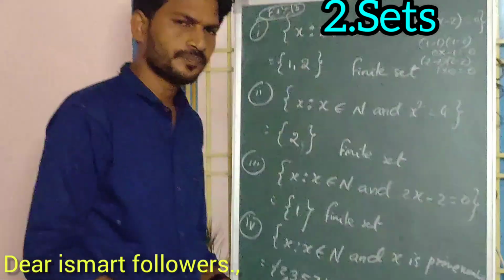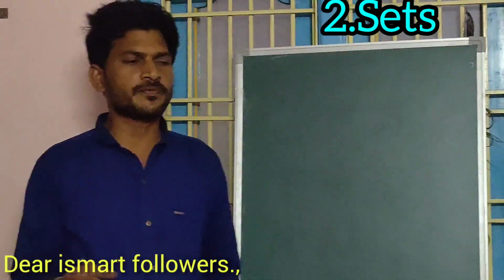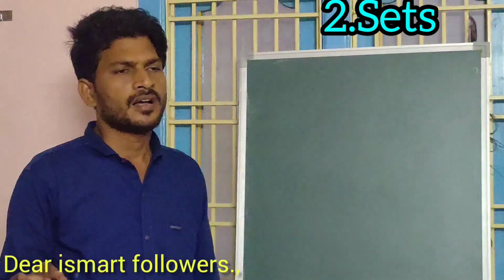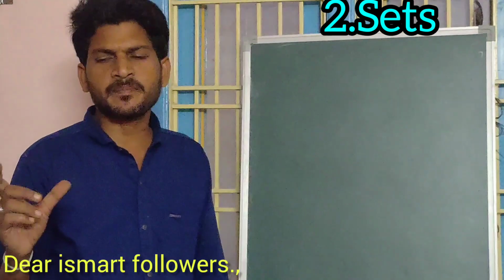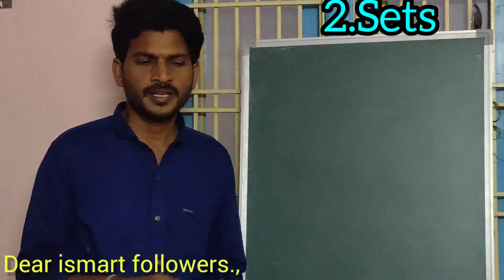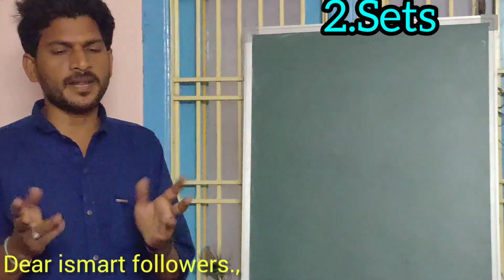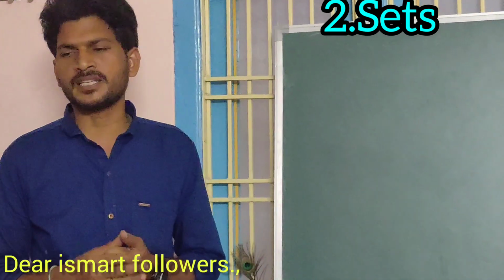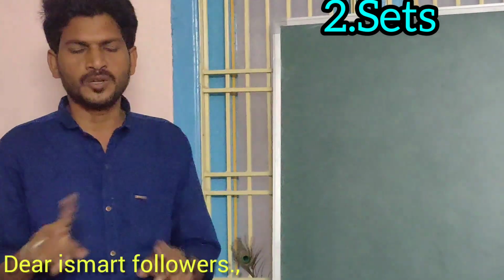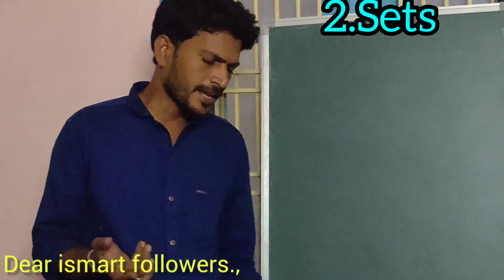There are only two topics. First, empty set, then finite and infinite set. Empty set means what? No elements in the set. If a set has no elements, such a set is called empty. The set is empty. No elements, such sets are called empty sets.